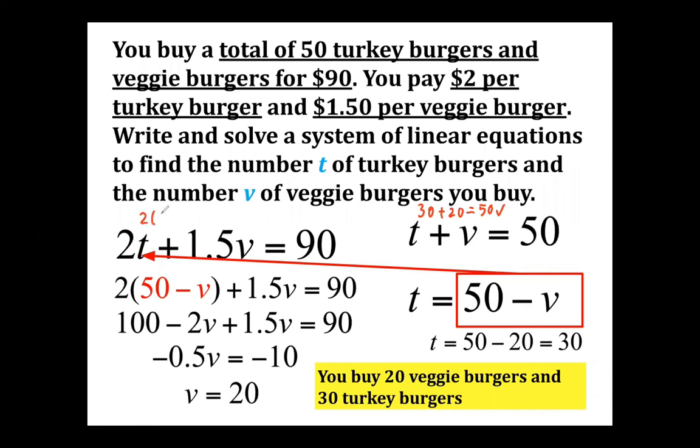2 times t, which is 30, plus 1.5 times v, which is 20, and it should equal 90. So 2 times 30 is 60, and then 1.5 times 20 would equal 30. So 60 plus 30 does indeed equal 90, so that checks out.